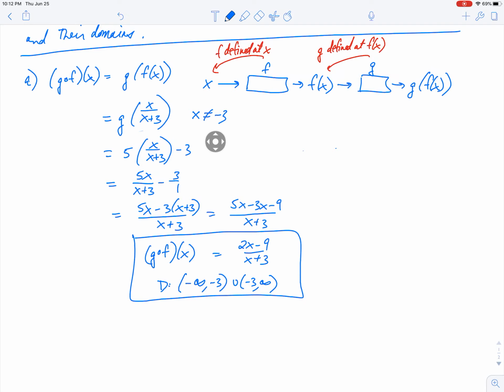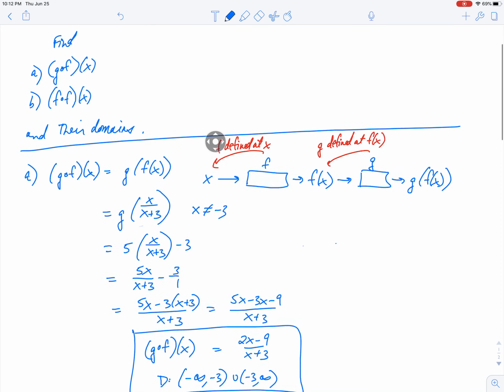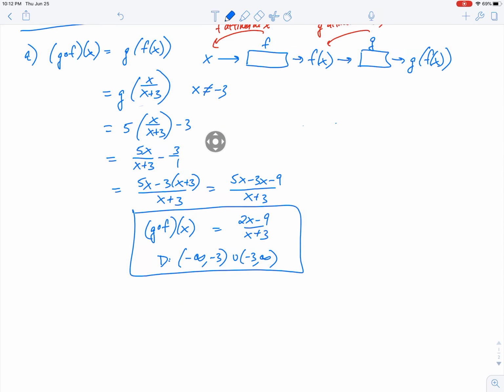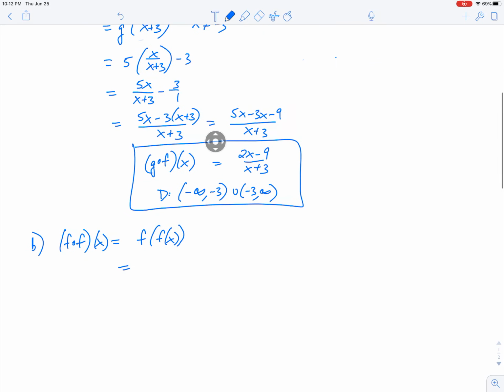Okay, now let's do the second problem, which is f composed of f. This is a little trickier. So same idea though. f composed of f, by definition, it's f of f of x. Okay, so what you first do is you replace the inner function, which is f of x once again, and f of x is x divided by x plus 3. So it's f of x over x plus 3.